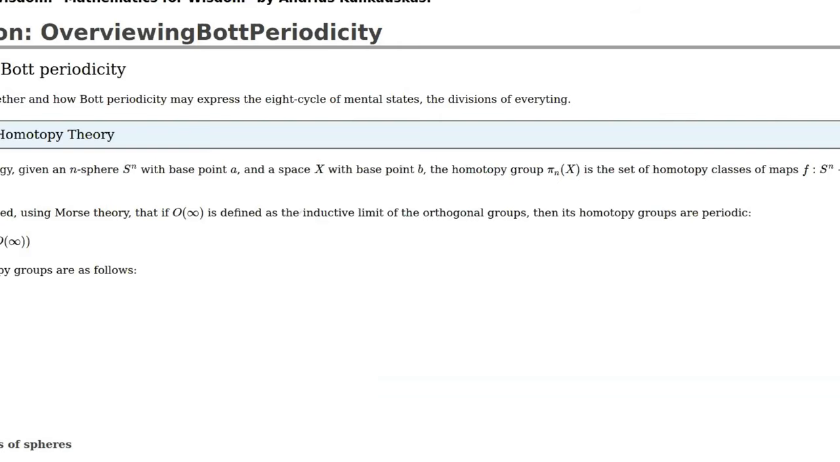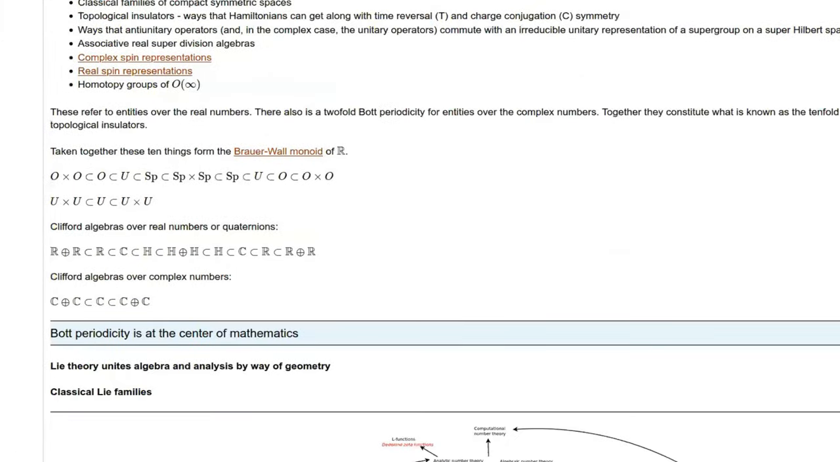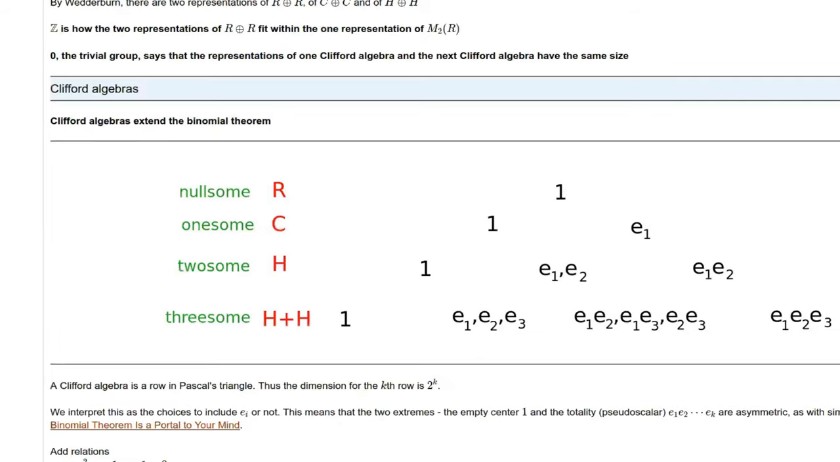Okay, so Clifford algebras. So the reals, complexes, quaternions fit in this chain of Clifford algebras. And so the question is, how do you calculate them? You can see they're easy to define. It's basically the binomial theorem. You're going to keep going.